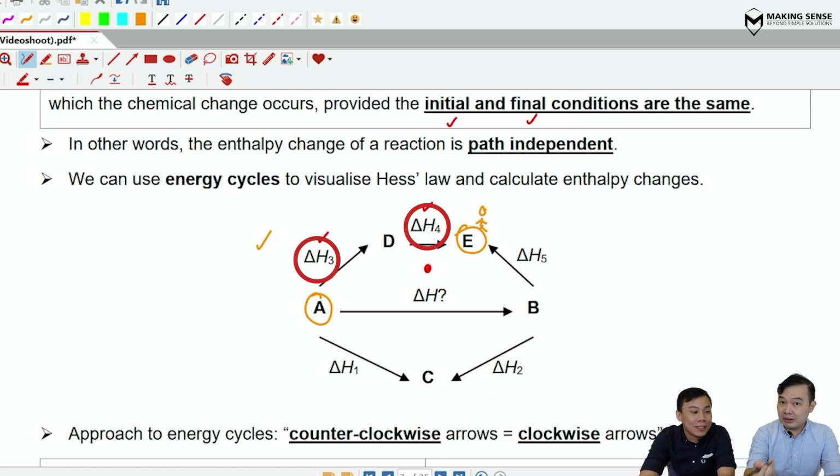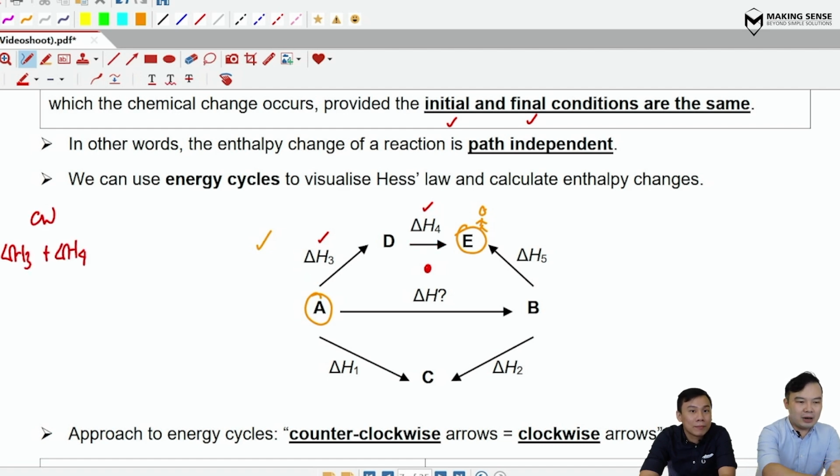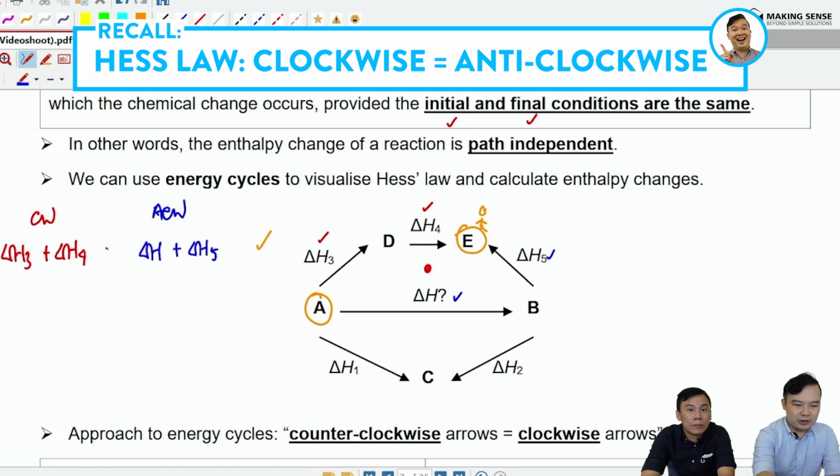That's right. So I'll take these two enthalpy changes and add them up together because they are all in a clockwise manner. How about the anti-clockwise ones then? Right, so you'll be delta H and delta H5. These two, I'll add together, delta H and delta H5. Now, Hess's Law tells me that they are going to be equated to each other. So therefore, you can equate them.